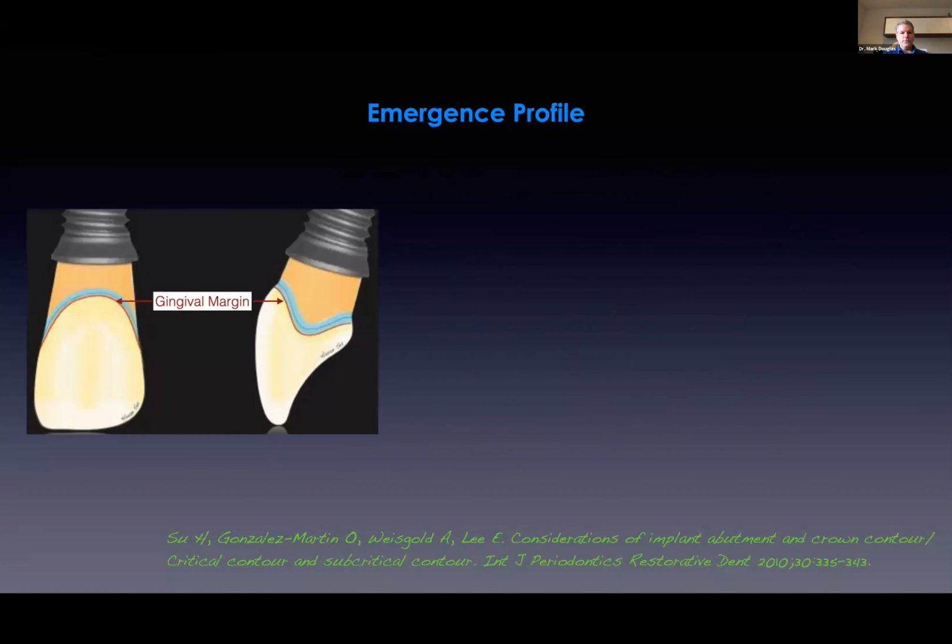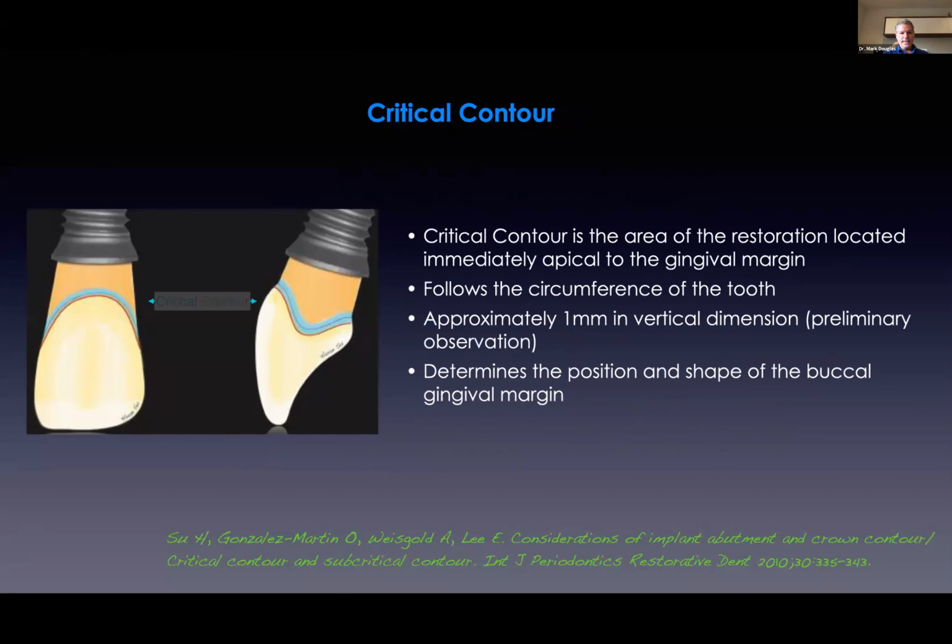What is it? All right, so the red line on this diagram represents the gingival margin. The blue area represents the critical contour. The critical contour is defined as the area of the restoration located immediately apical to the gingival margin, about 1 millimeter in vertical dimension. Although that's a preliminary observation, they only had 2 subjects here. They didn't have time to test different variations in vertical dimension. It does follow the circumference of the tooth along the CEJ, and it determines the position and the shape of the buccal gingival margin.